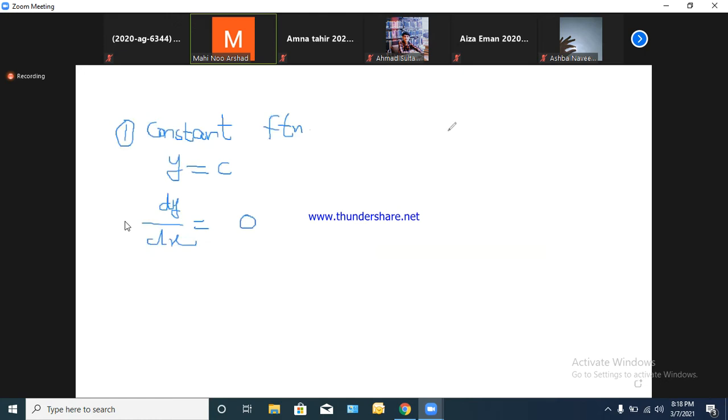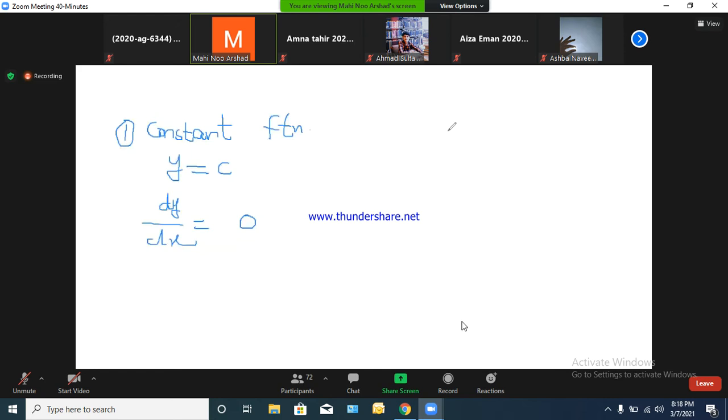If a person takes a monthly salary of 50,000 and another month he is also taking a monthly salary of 50,000, and another month he is also taking a salary of 50,000, it means there is no change in his or her salary. So he or she is taking a constant amount.